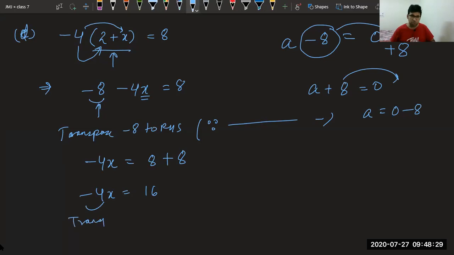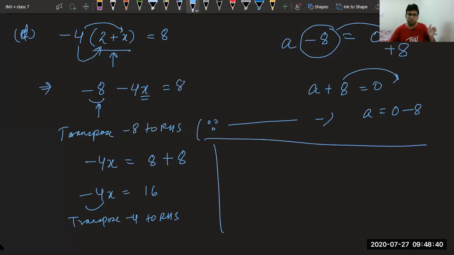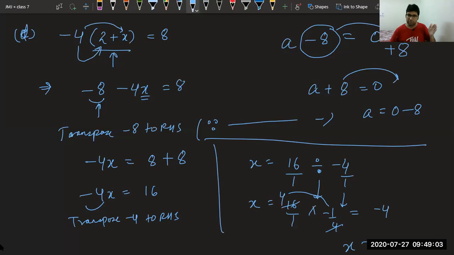Now see, this minus 4 we will transpose to the right hand side. Again, it is getting multiplied on the left hand side, so it will divide on the right hand side. So we will have x equal to 16 divided by minus 4. And we all know what to do. We can write 1 over here, 1 over here. It becomes 16 over 1, multiplied by 1 upon minus 4. So we can cut this. 4 fours are 16. 4 into minus 1 is minus 4. So the answer is x equal to minus 4.